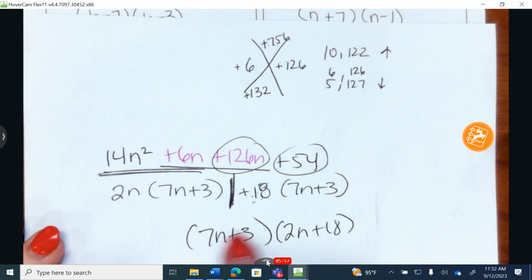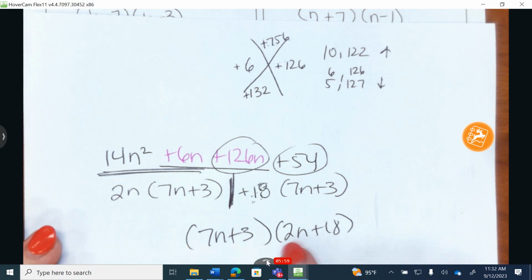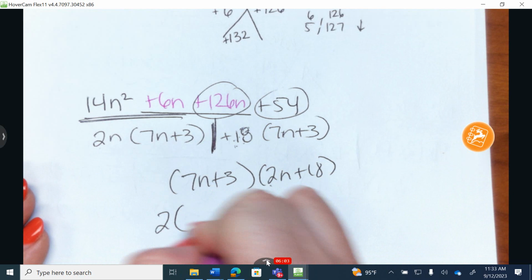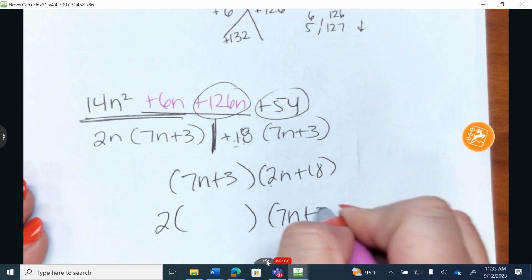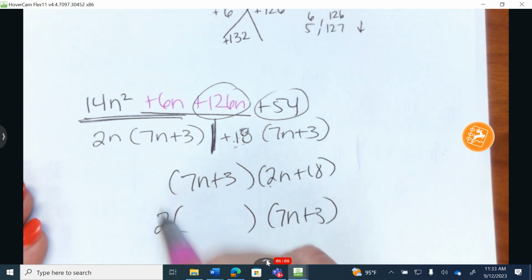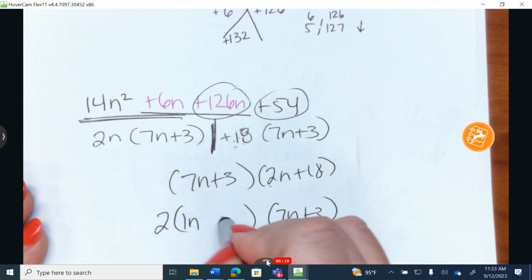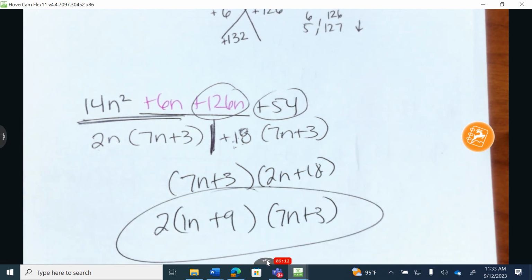But when I look at this factor in back, I recognize both of these terms are divisible by 2. So I'm going to factor out a 2. 2 divided by 2 is 1. 18 divided by 2 is 9. This is the correct answer.